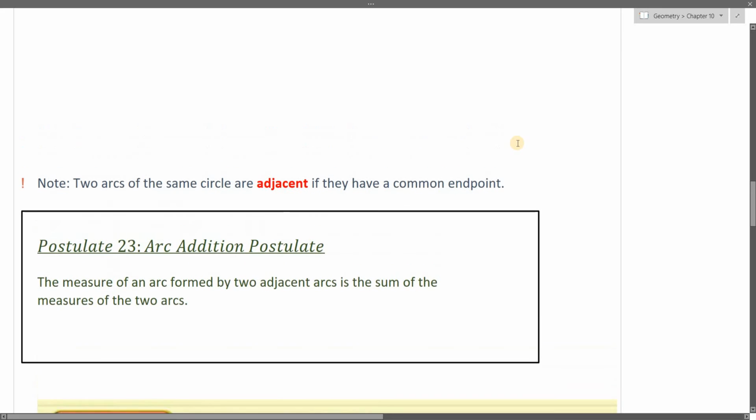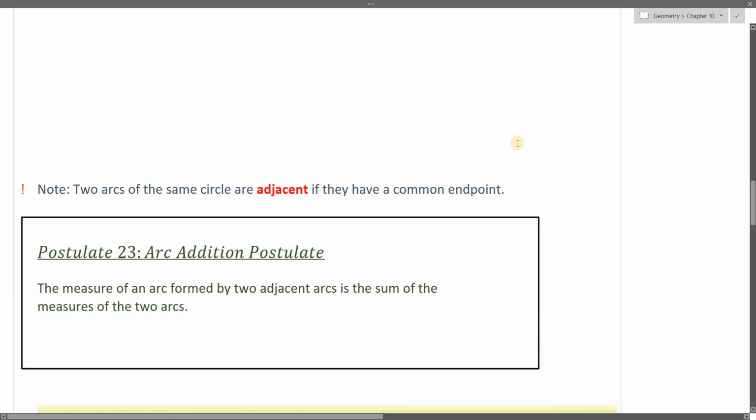All right, let's get a new postulate. Remember, postulates are rules, and so they do not have to be proven. It says this. I'm turning my page over to 650, and so here they are. Postulate 23 says, arc addition postulate. The measure of an arc formed by two adjacent arcs is the sum of the two arcs.